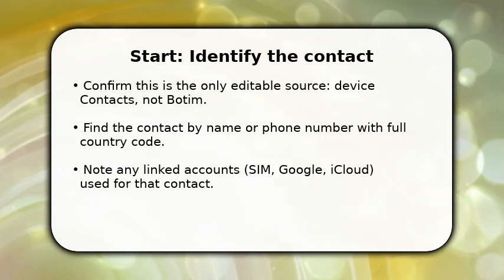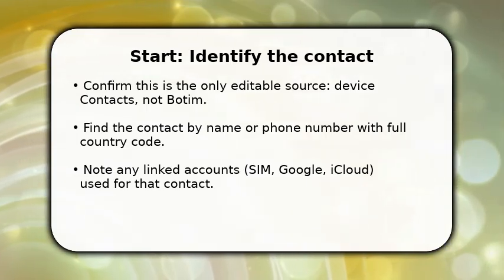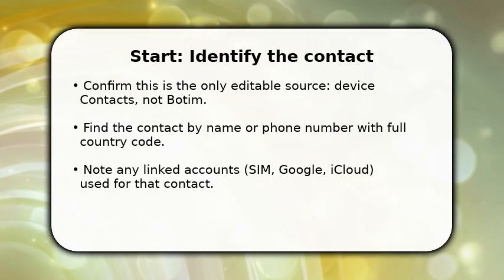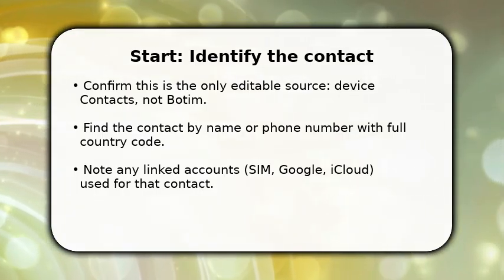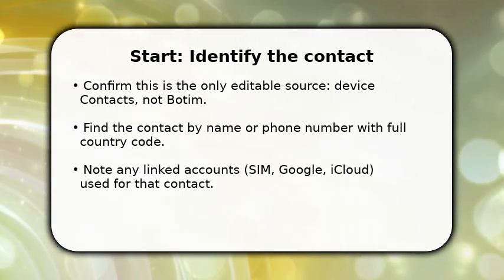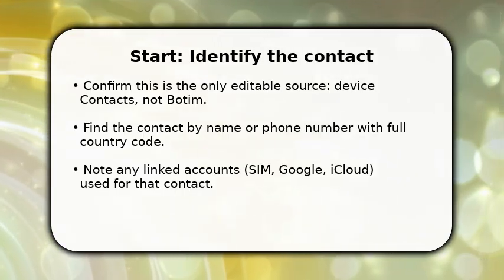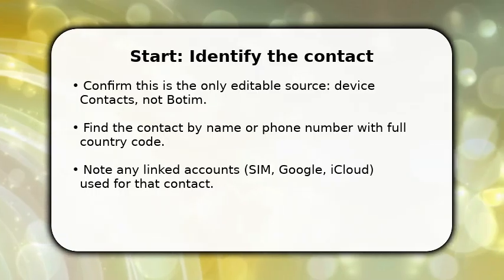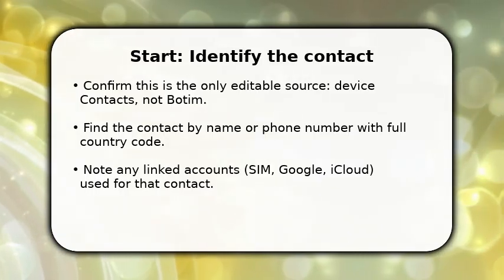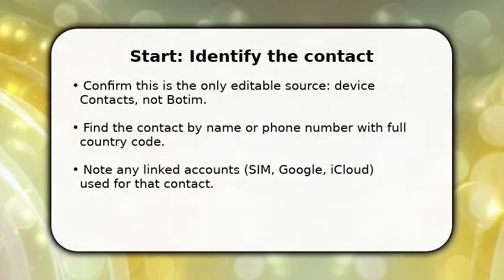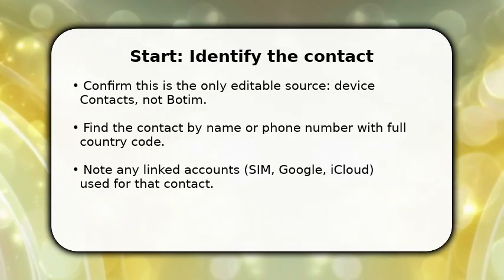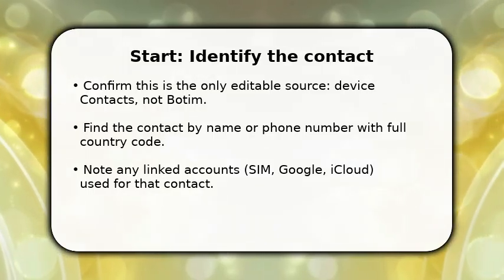Enjoy the video. You begin by confirming the only way to change a name in Botim is to edit your device contact. Open your phone's Contacts app and search by number including the country code. Once found, check whether that entry is linked to Google, iCloud, or SIM. This matters because you'll edit the correct source. You're doing this now so Botim will later pick up the change automatically. Don't try renaming inside Botim since it won't persist or propagate.